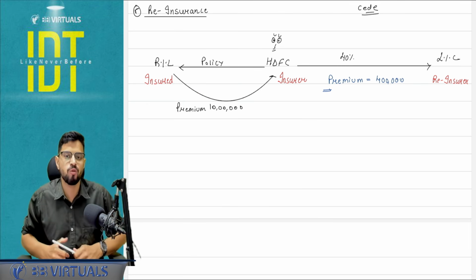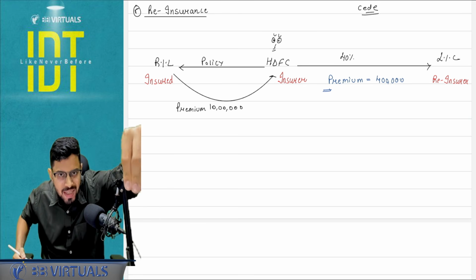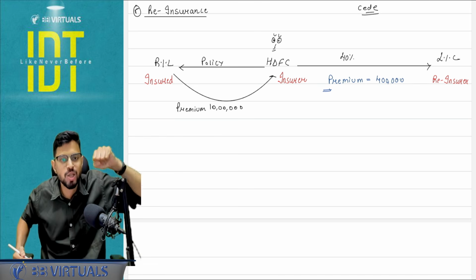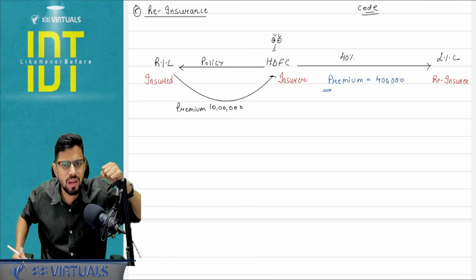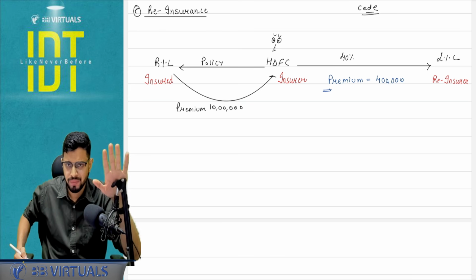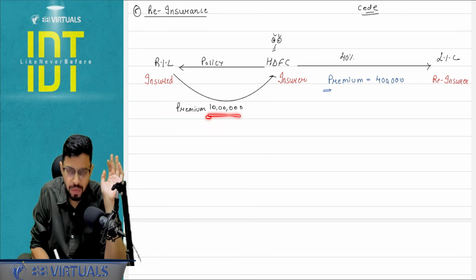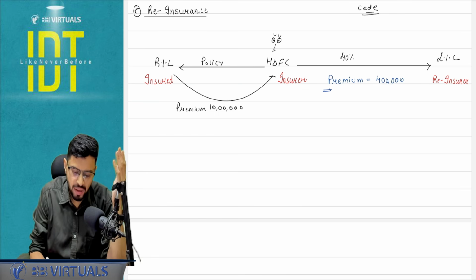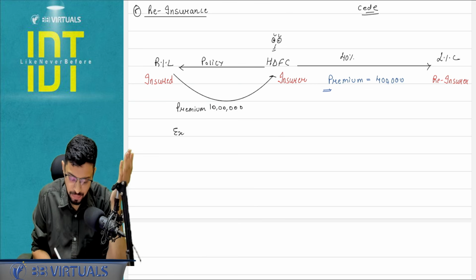Now understand what will happen. HDFC was paying 4 lakh rupees to LIC. Instantly HDFC stopped. LIC said, what happened? Give me the 4 lakh now. HDFC said, wait. Now HDFC stated that to earn 10 lakh rupees, we have done certain expenses. We have incurred certain expenses as well.